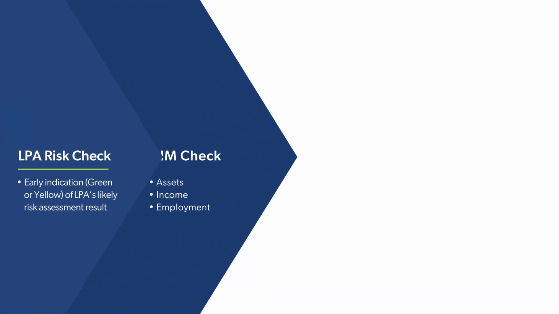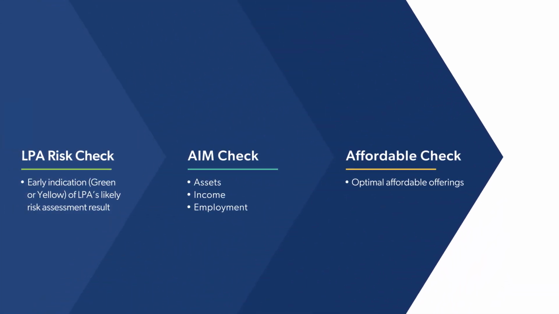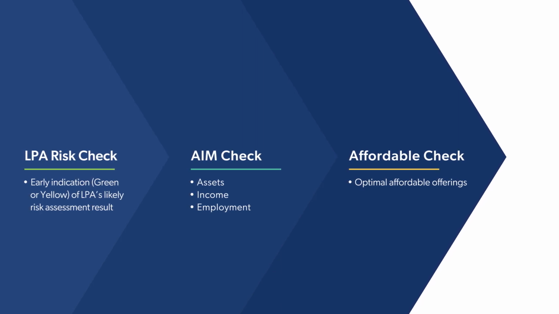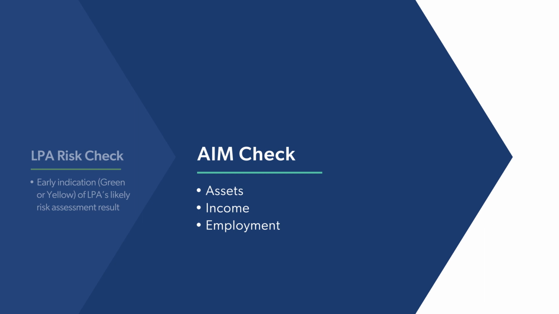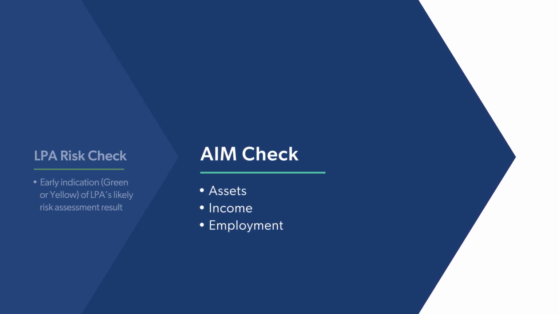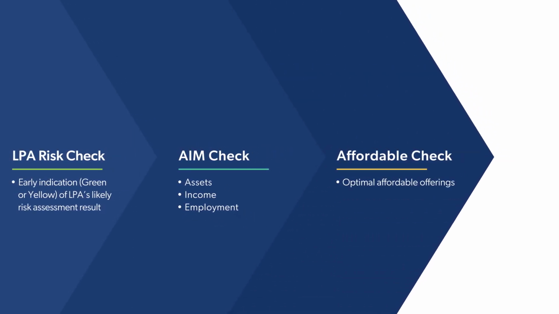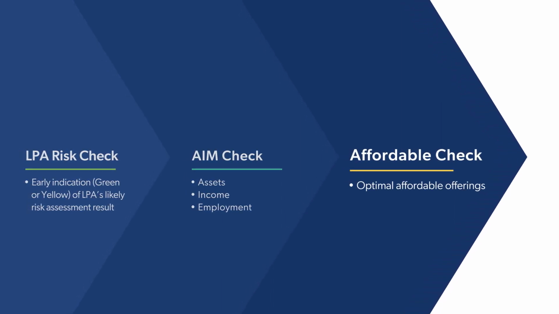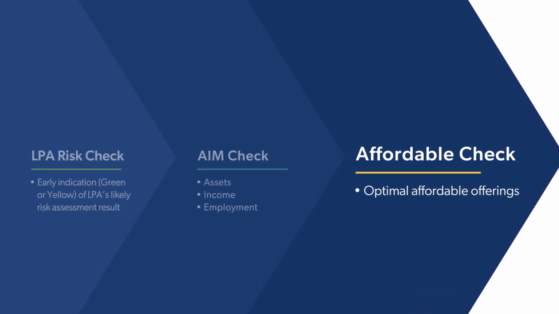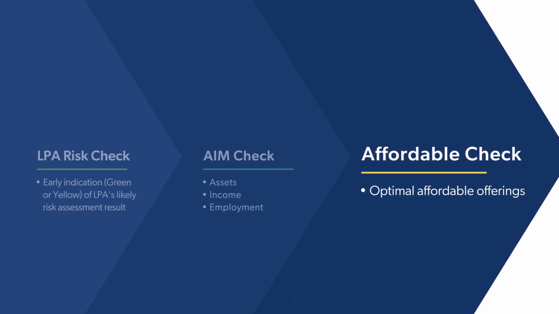Lastly, LPA Risk Check can be easily integrated with other origination APIs. For example, AIM Check may be used first to obtain verified borrower asset and income amounts, which could then be submitted to Risk Check. Or, based on Risk Check's affordable loan eligibility indication, Affordable Check could be used to obtain a more comprehensive affordable loan assessment.